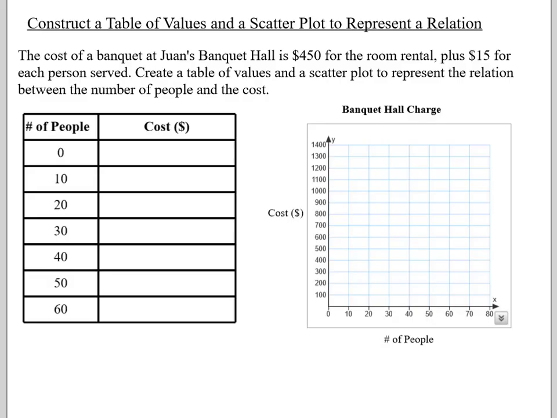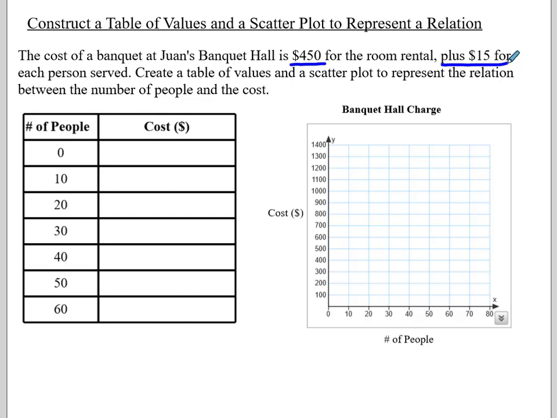Let's take a look at something a little bit more connected to what we can see and discuss. The cost of a banquet at Juan's Banquet Hall is $450 for the room rental, plus $15 for each person served. So create a table of values and a scatter plot to represent the relationship between the number of people and the cost.